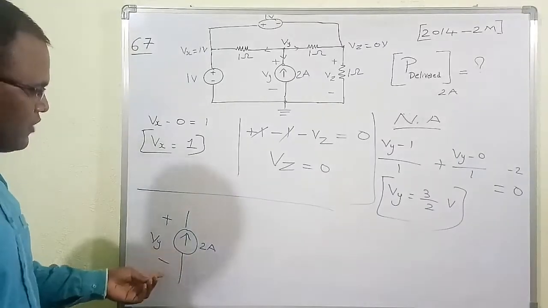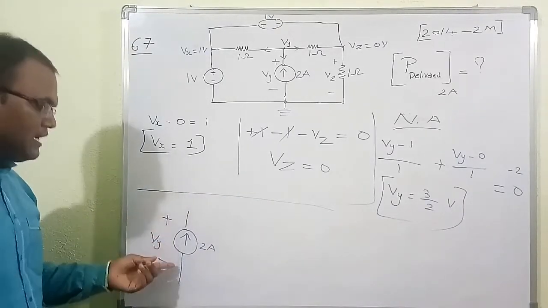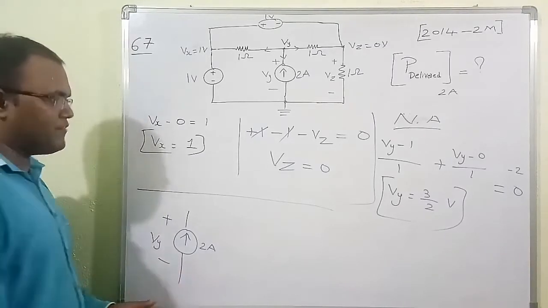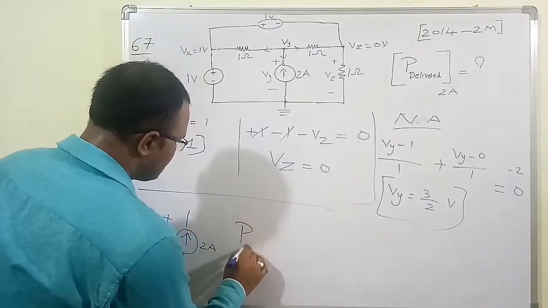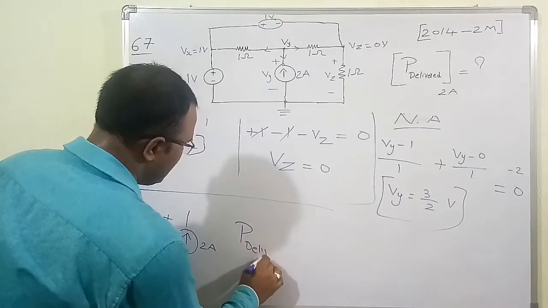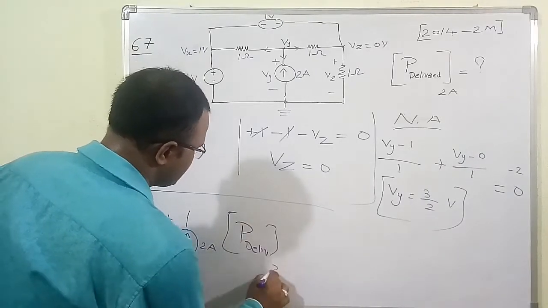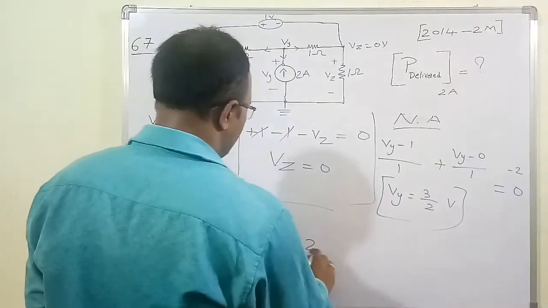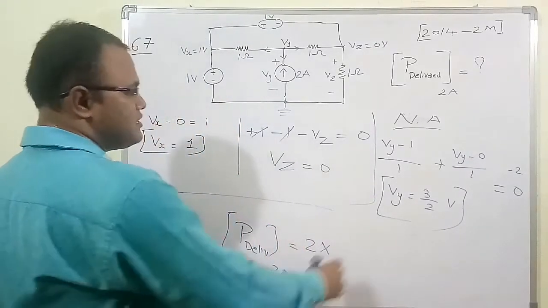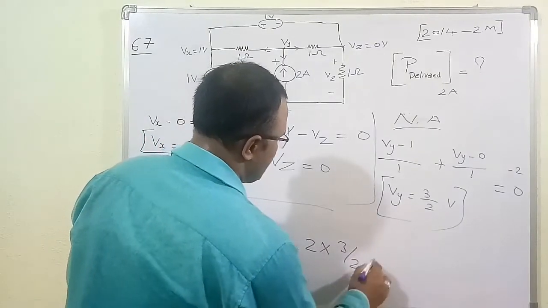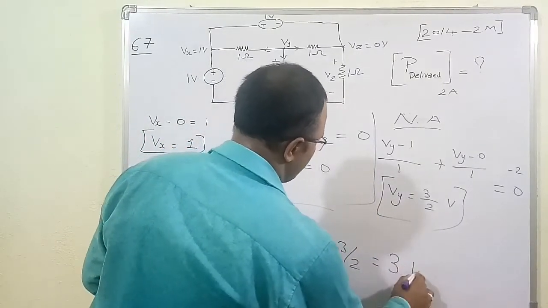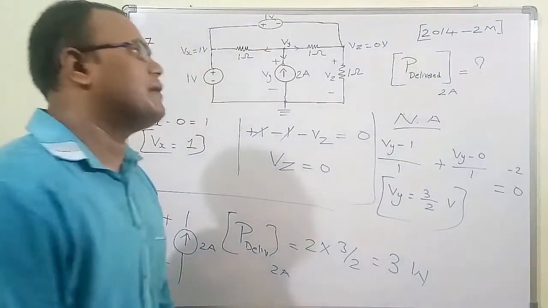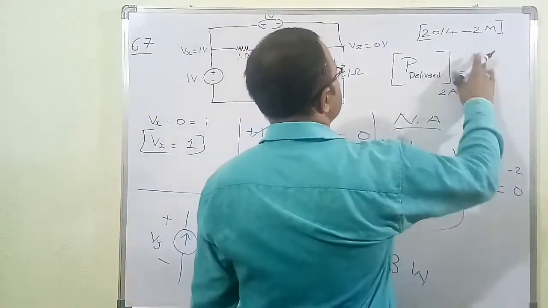See, the current is going from negative to positive, which means this current source is going to deliver the power. So the power delivered by the current source, which is 2 ampere, is current times voltage. The current is 2 ampere and the voltage is Vy, and Vy is 3/2. So if you do the calculation, you will get the answer as 3 watts. Means the power delivered by the 2 ampere current source, the final answer, is 3 watt.